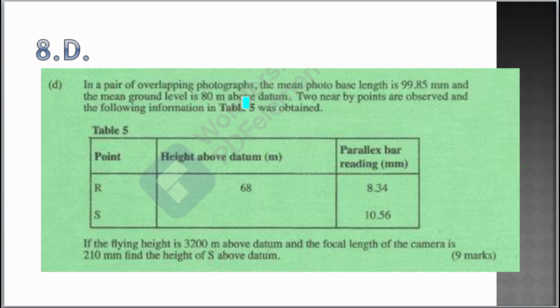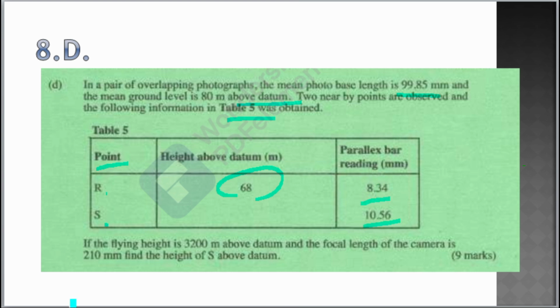In a pair of overlapping photos, the mean photo base is 99.85 millimeters, and the mean ground level is 80 meters above datum. Two nearby points are observed, and the following information in table 5 is obtained. Here we have points R and S, the height above datum for R, then the parallax bar reading for R and for S.